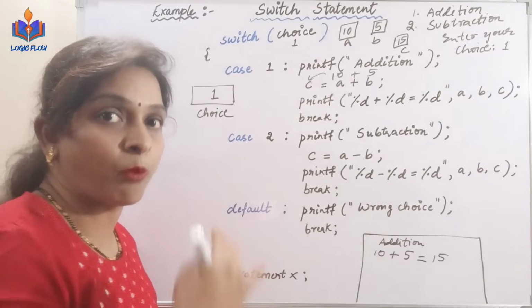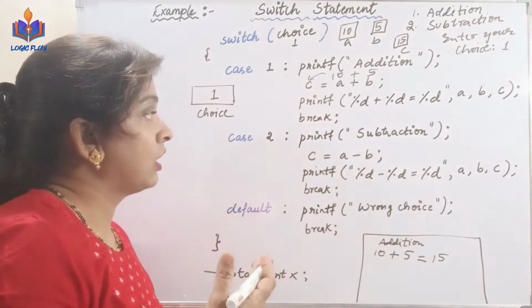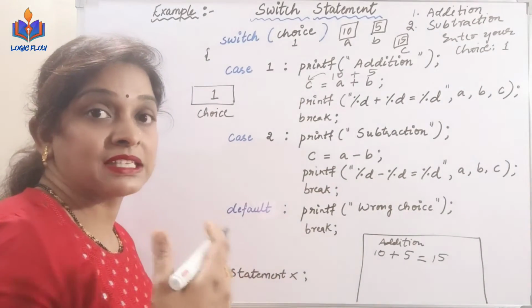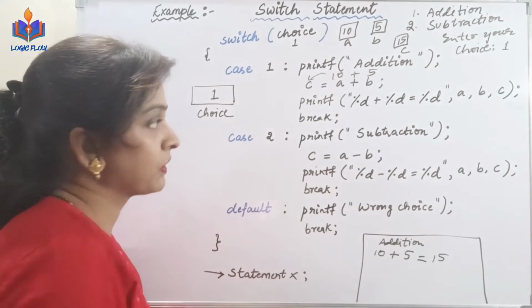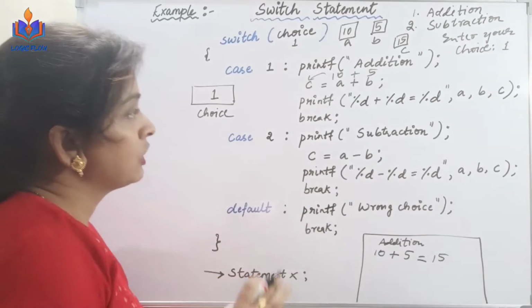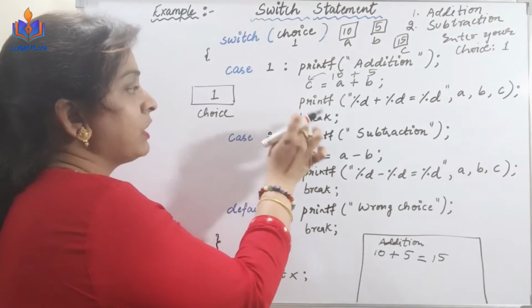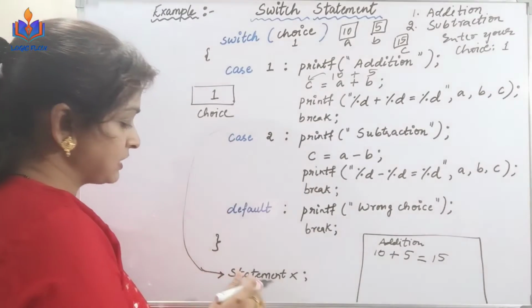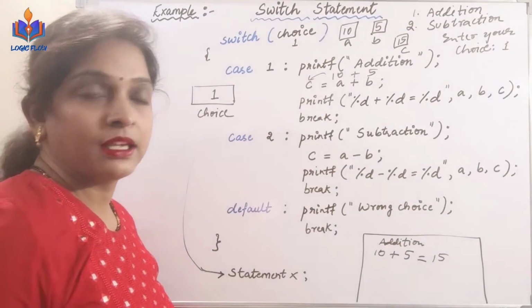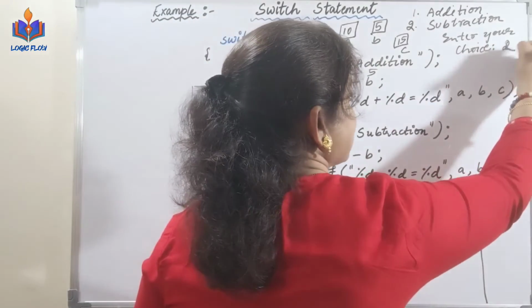Let us have some key points on the switch statement. What case labels can we have? What case labels must not be used? All those things we'll have in the next coming point. So here case 1 got executed and the break statement caused an immediate termination, and the control goes to statement X. If I give the switch value, the choice value, as 2, let us assume it is 2, then it is subtraction.